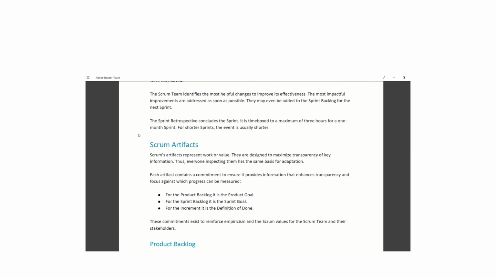The most impactful improvements are addressed as soon as possible. They may even be added to the sprint backlog for the next sprint. The sprint retrospective concludes the sprint. It is time boxed to a maximum of 3 hours for a 1 month sprint. For shorter sprints, the event is usually shorter.